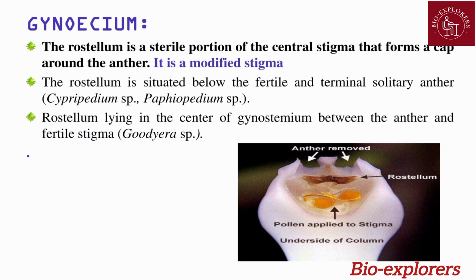So in diandrous condition, three stigmas are receptive, and the rostellum is situated below the fertile and terminal solitary anther. Example, Cypripedium species and Paphiopedilum species. In Goodyera species, the rostellum lies in the center of the gynostemium between the anther and the fertile stigma.